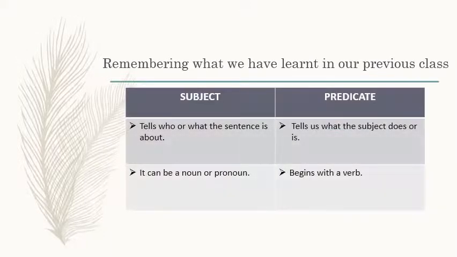We have learned what is a subject and a predicate. We have learned that a subject tells us who or what the sentence is about. We have also learned that a subject can be a noun or a pronoun. In predicate, we learned that it tells us what the subject does or is. A predicate generally begins with a verb.